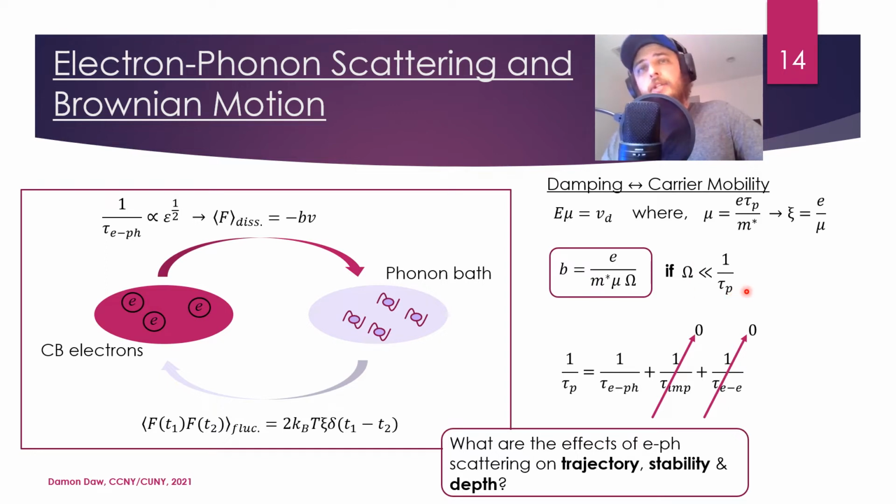One important thing to mention is that this tau sub p is what's known as the momentum relaxation time. And it essentially just says that collisions happen at some rate such that they erase any initial memory of what the momentum was for a carrier.